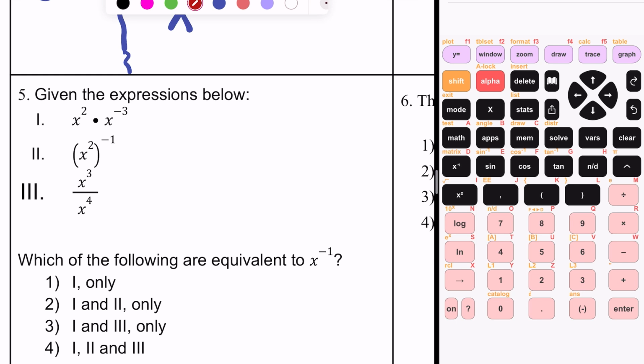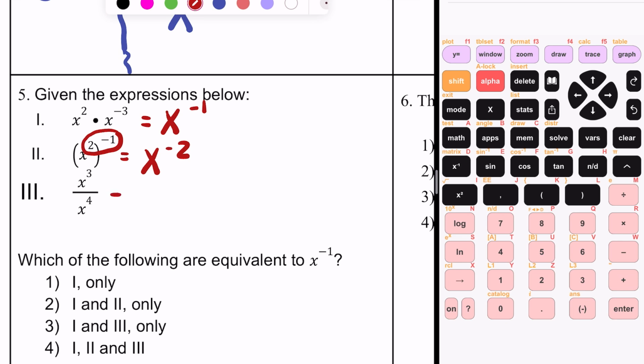Number 1, that is a product rule. We are multiplying. When multiplying, you keep the base and add the exponents. 2 plus -3 is -1. Number 2, x squared to the -1 power. We are going to multiply these exponents. Leave the x alone. 2 times -1 is -2.